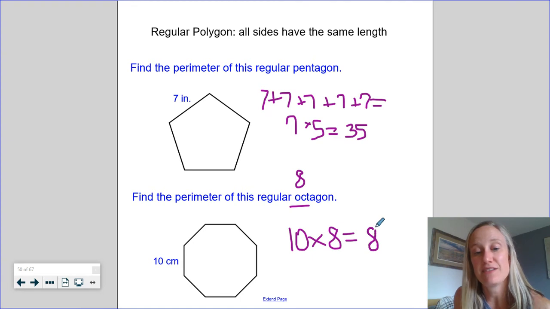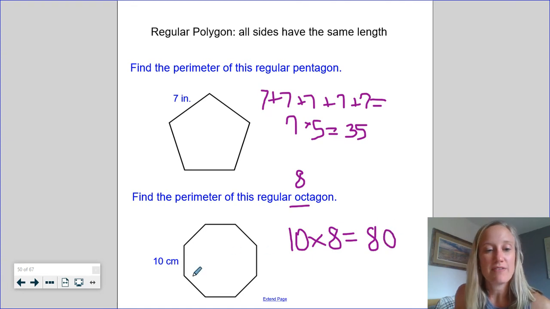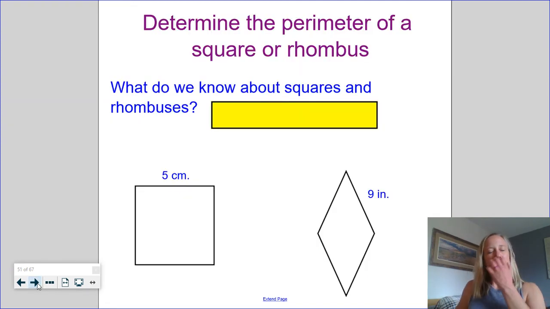10 times 8 is 80, of course. So the perimeter of this octagon, if I were to travel all the way around, would be 80 centimeters. Okay? All right. Now, let's think about what we know about squares and rhombuses.